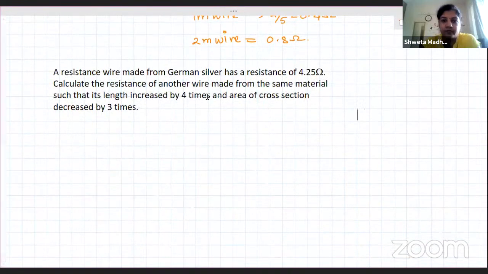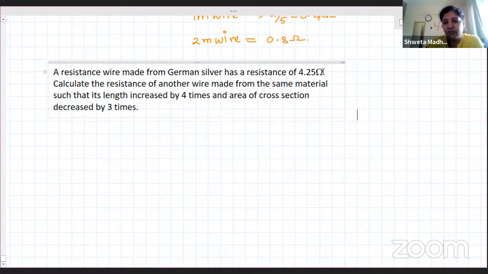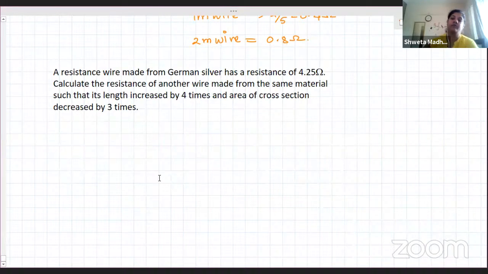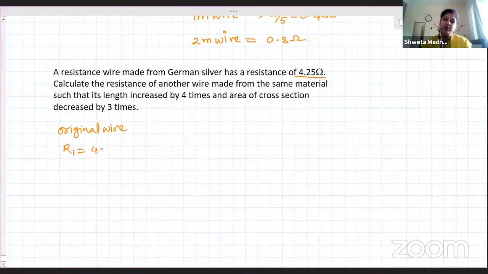A resistance wire made of German silver has a resistance of 4.25 ohm. Calculate the resistance of another wire made from the same material such that its length is increased by 4 times and area of cross section increased by 3 times. So the original wire has a resistance R1 equal to 4.25. Length is L, area is A.